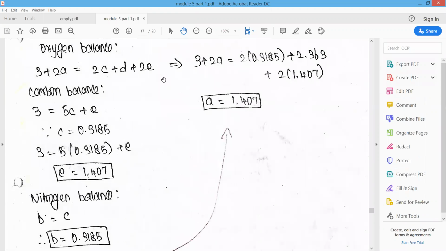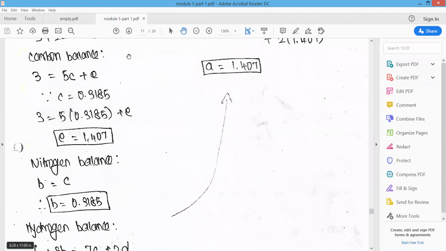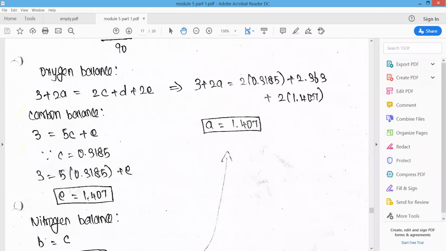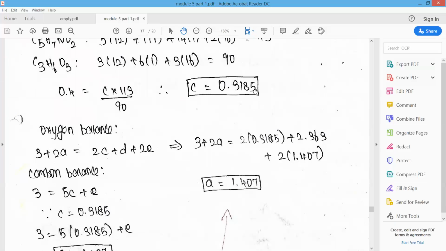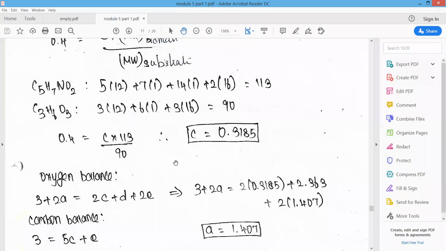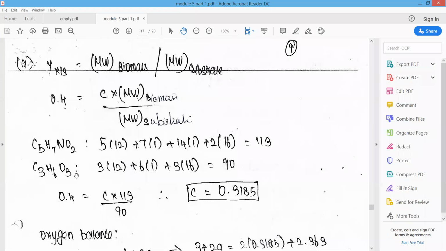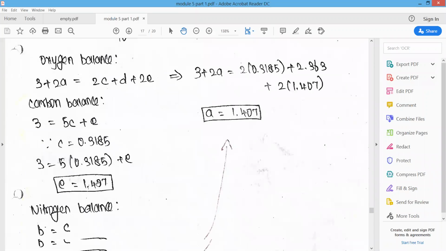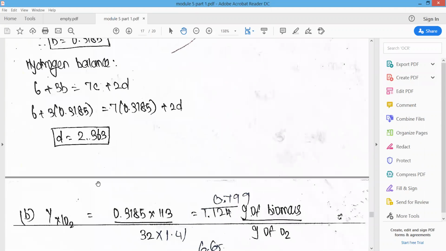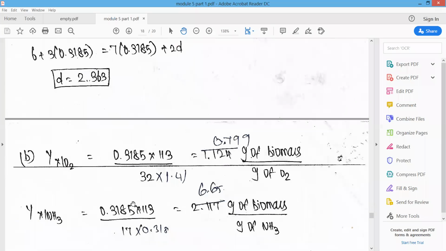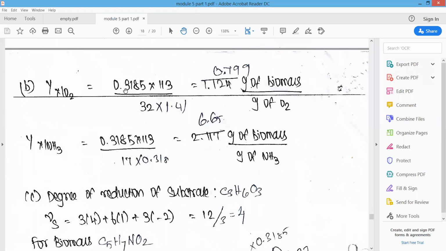So do the problem and get the stoichiometric coefficients A, B, C, D, E. It is nothing but, in the beginning you know one value, and then you have to write the carbon balance, oxygen balance, nitrogen balance, everything. From one balance, you will get the values. Substitute the values and find it. And you people know how to find Y X bar O2 and Y X bar NH3. So the answers are 0.799 and 6.65.